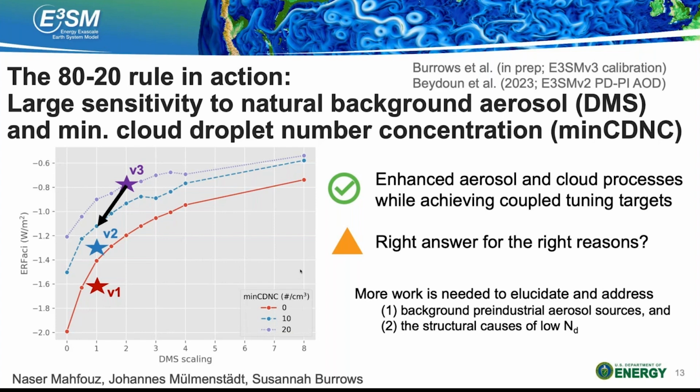So I think one of the things that this points to is that we need to do more work to really elucidate and address both the structural causes of low ND in the model that result in the model having such a strong sensitivity to this lower bound, because we see that low values of ND appear to be occurring more frequently in the model than they do in reality. And also more work on background pre-industrial aerosol sources, not necessarily just oceanic DMS. This was the one that was easiest for us to address on a short time frame.